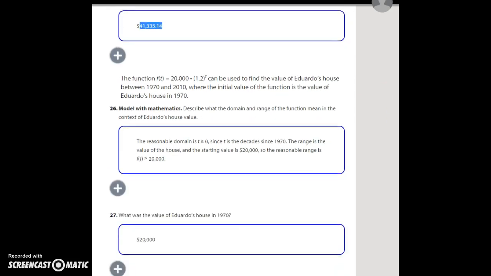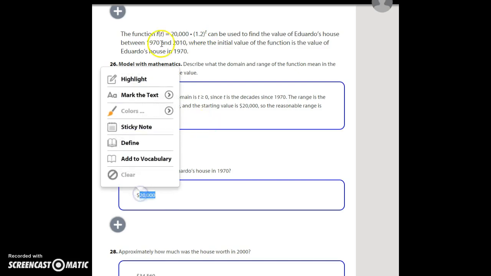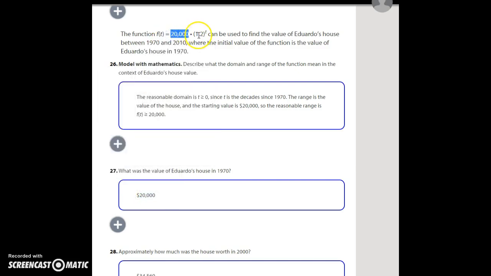Alright, then it gave us a new set of information. We skipped 26 though. We went right on to 27, and it says what was the value of Eduardo's house in 1970? That would be us plugging in a 1, because that's 1 decade past 1960. Oh no, we started in 1970 this time. So if we started in 1970 and it wanted us the value, we'd be plugging in a 0 for the t, which is why you can see that we had 20,000. Here's that 20,000 showing up in that equation. The reason that this 1.2 to the t power didn't show up is because if I raise it to the 0 power, all of this portion just turns into a 1. And 1 times 20,000 gives us 20,000.